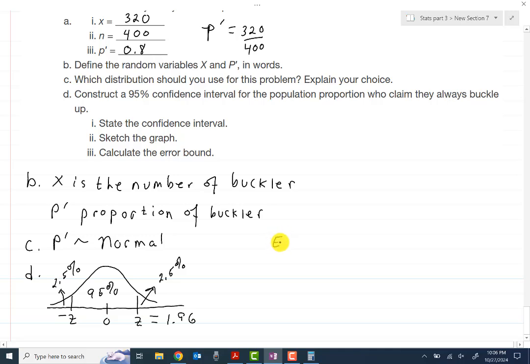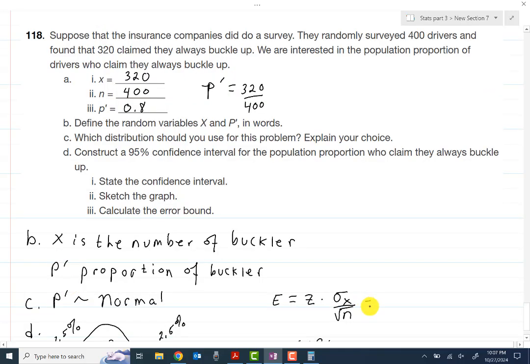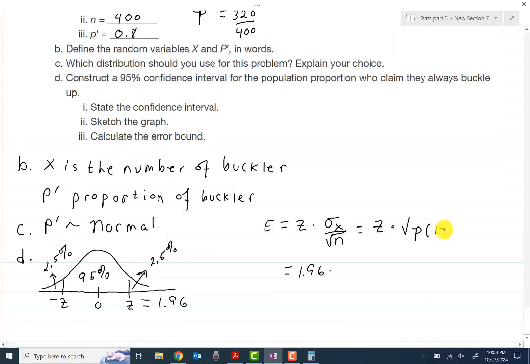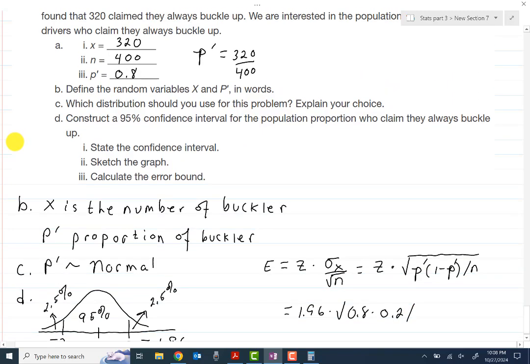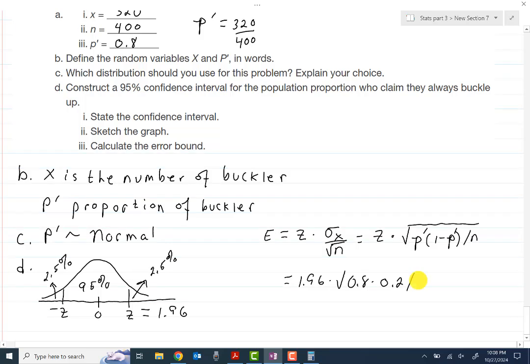So let's go and get our E. There's another formula that we can use, like so, and we'll put in our P primes. This, as I remember, is the easiest way to do this. So our P prime was what? P prime was 0.8. That means that 1 minus P prime is 0.2. And the N, how many people were used here? 400. Here we get 0.0392.